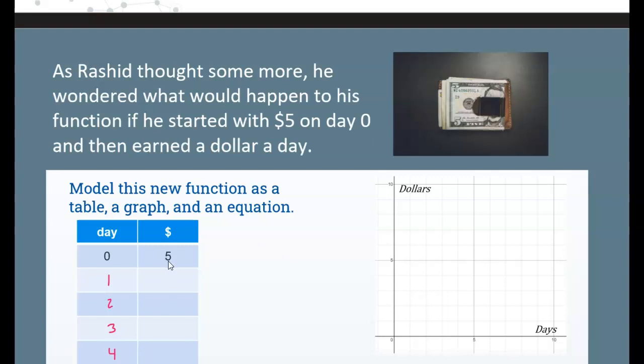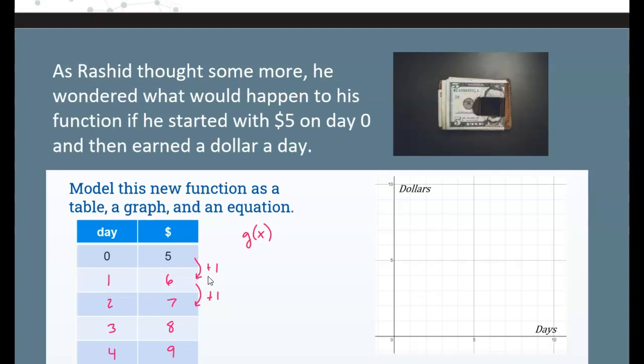So if we start with $5, we're adding $1 a day. That takes us up to $6, $7, $8, right? We're just adding $1 a day. We're familiar with these patterns. Add 1, add 1. If we wanted to do the equation, once again, we see that we're adding.